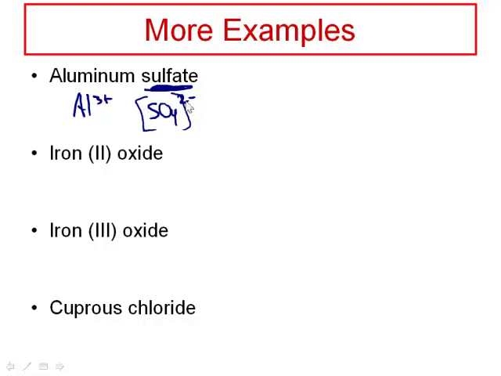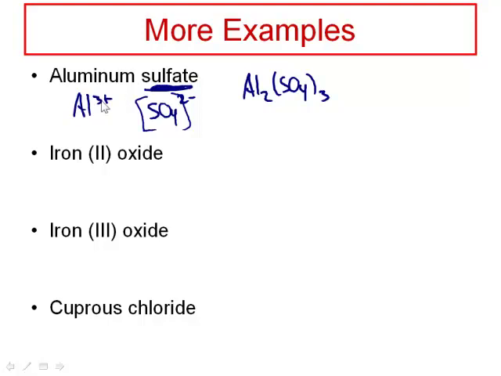Now, obviously, 2 minus and a 3 plus don't balance out, so we're going to have more than 1 of these guys, okay? The least common multiple of 2 and 3 is 6, okay? If I have 2 aluminums, I'll have a 6 plus charge. If I have 3 of these guys, I'll have a 6 minus charge. If I add those together, they give me 0, okay? So the formula for this compound would be Al2(SO4)3, okay?